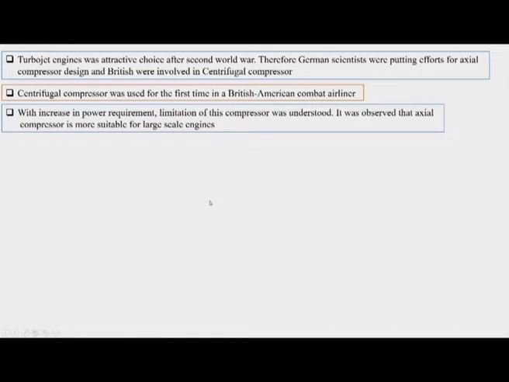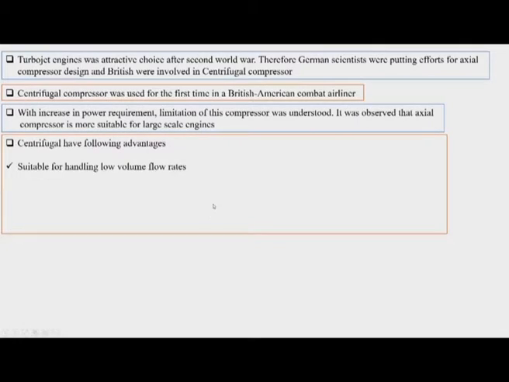But there is a problem with the centrifugal compressor. Whenever there is a high power requirement, the centrifugal compressor is understood to have limitations, so it is not proceeded with further. It was observed that the axial compressor is more suitable in such cases, when we have a requirement of large power produced by the power plant. In that case, axial compressors were found more suitable.